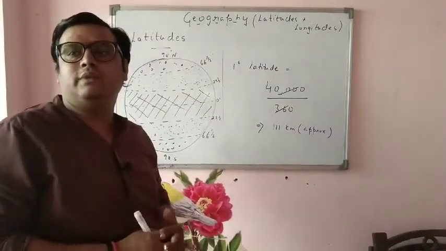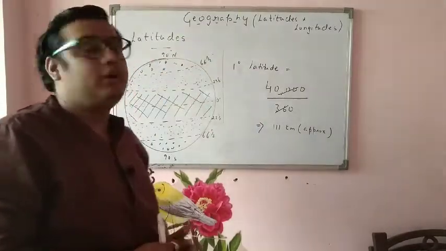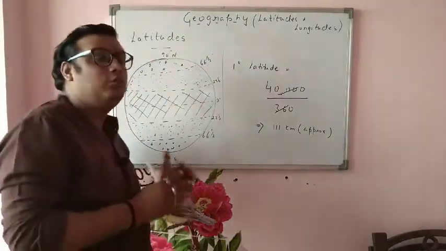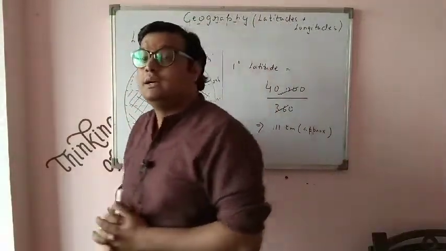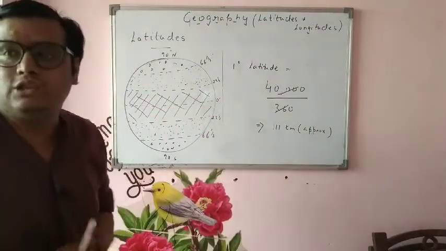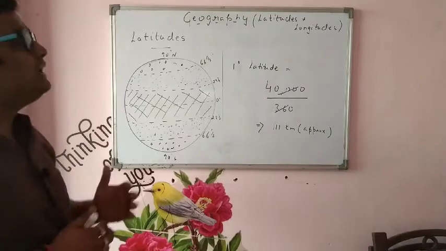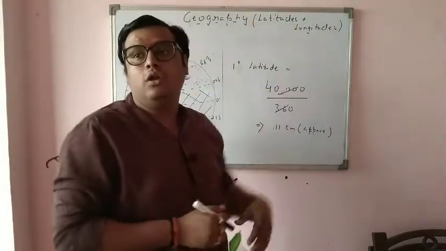Today we will be starting with a topic that is latitudes and longitudes. A very important chapter that will tell you how latitudes and longitudes play a very important role in determining the time, date and exact location of a particular place. Basically, as you know, the topic consists of two parts. One is latitudes and another is longitude.